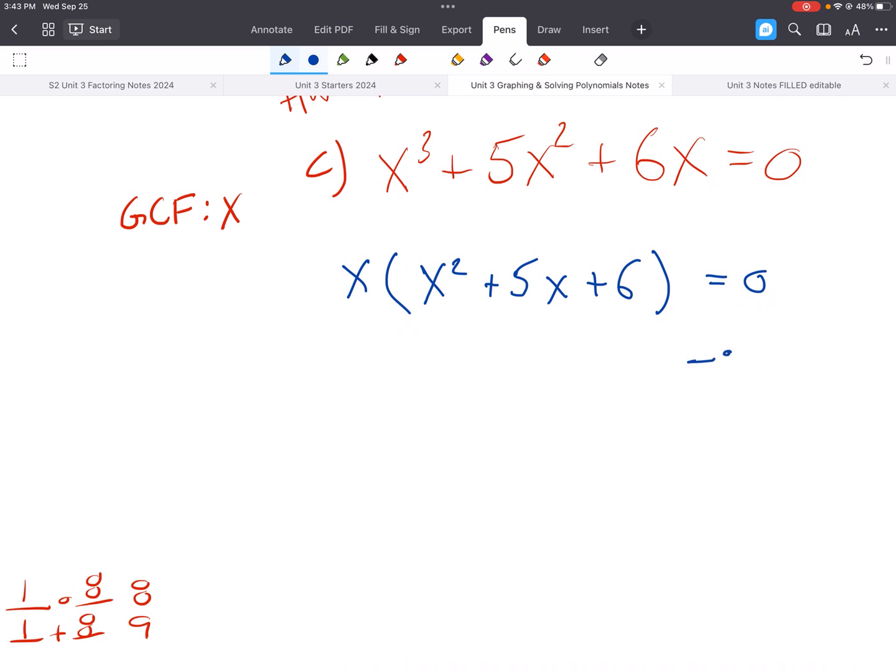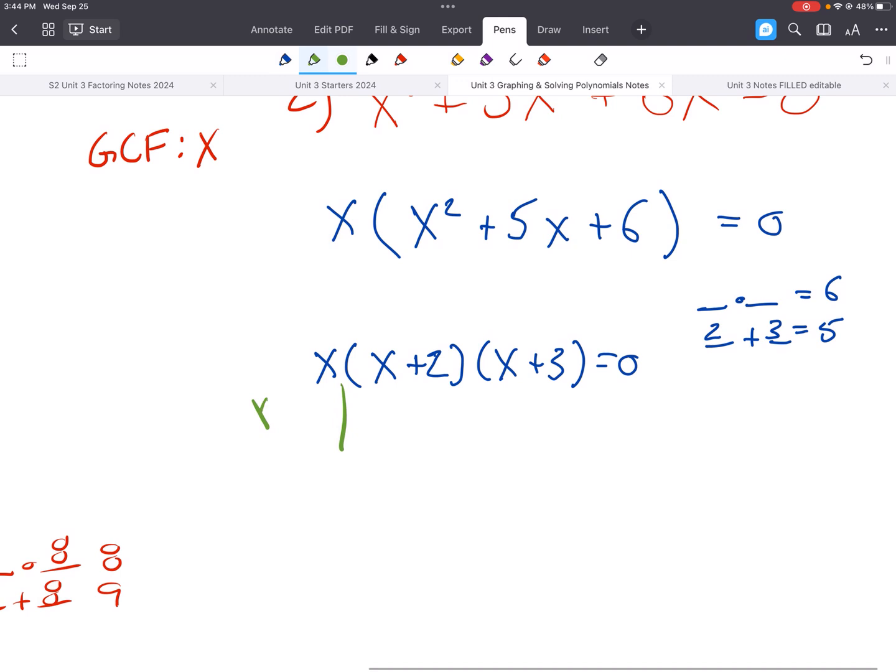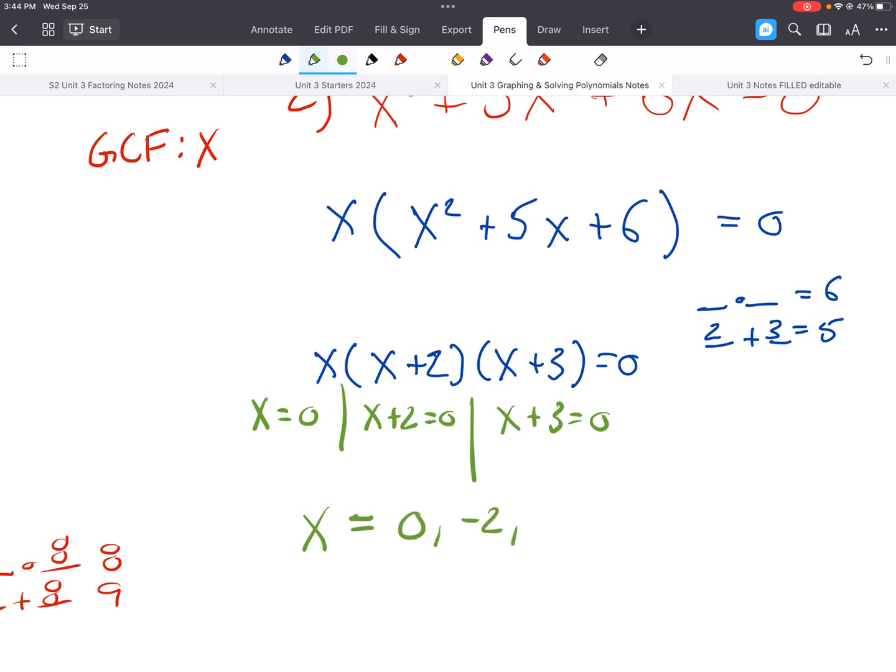So what could multiply to 6 and add to the middle term, which is 5? I think that would be 2 and 3. So we'd end up getting something like this. Okay, so how do we come up with our 3 roots? Again, either x has to be 0, x plus 2 has got to be equal to 0, or x plus 3 has got to be 0. So our roots would be 0, -2, and -3.